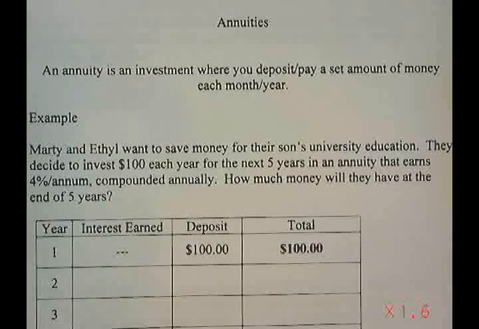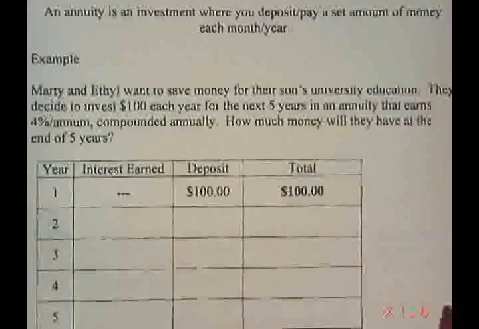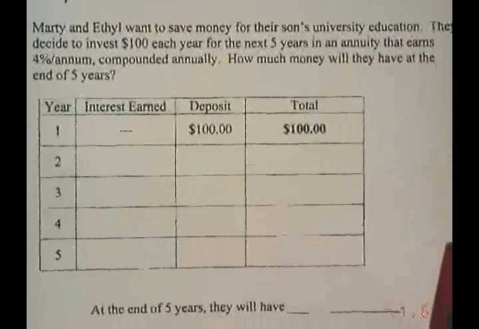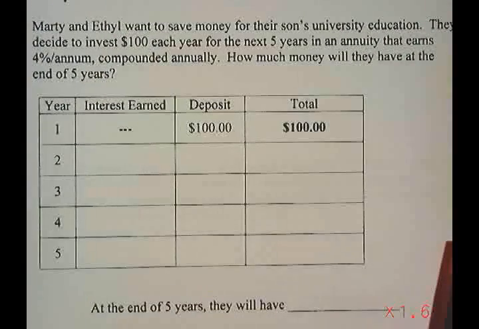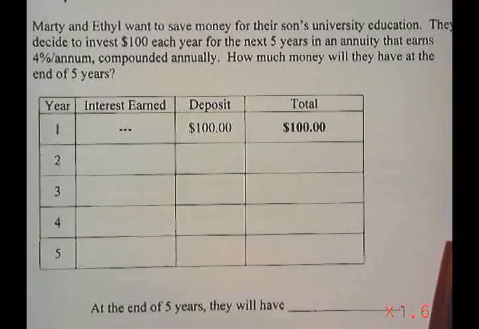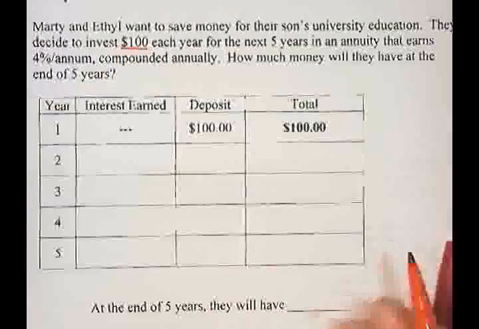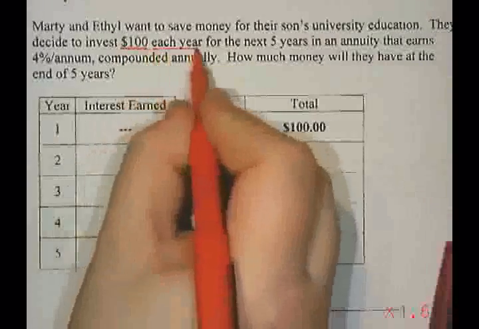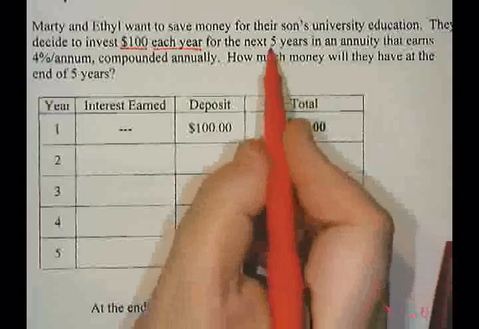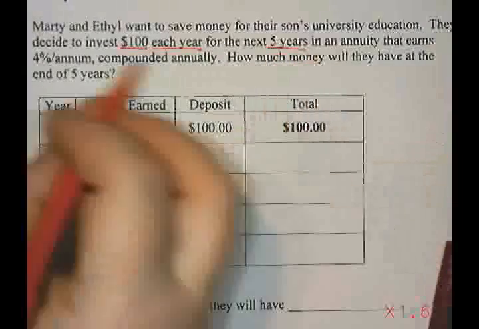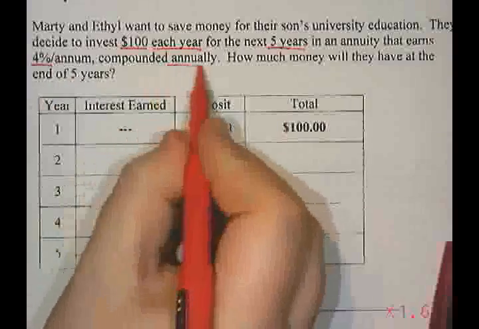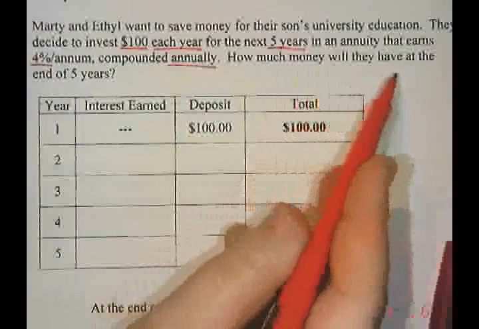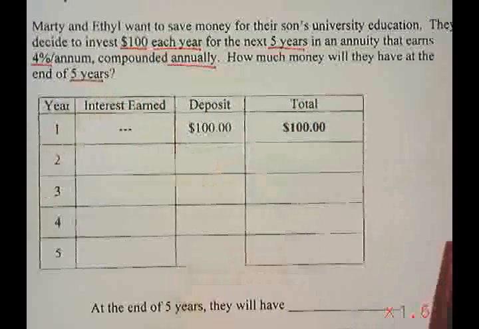So we're going to do a couple of examples here, but we're going to start out by modeling what an annuity looks like when you're actually calculating one, and we're going to see if we can come up with a formula. So it says Marty and Ethel want to save money for their son's university education. They decide to invest $100 each year for the next 5 years in an annuity that earns 4% compounded annually. How much money will they have at the end of 5 years?